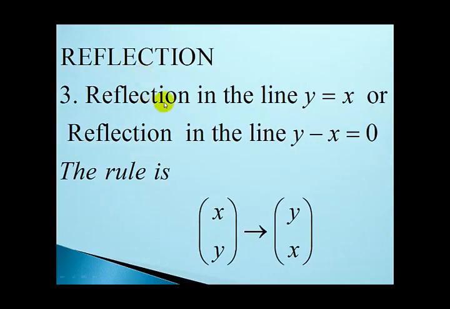Now we have reflection in the line y equals x, or reflection in the line y minus x equals 0. The rule is (x, y) maps to (y, x). That means the x-coordinate now becomes the y-coordinate, and the y-coordinate now becomes the x-coordinate. That means that y goes up and the x comes down. That is the rule for reflection in the line y equals x: (x, y) maps to (y, x).